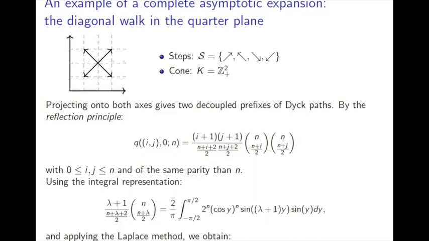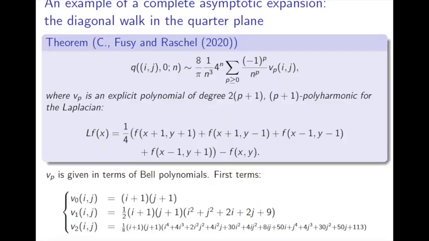Hence, a simple application of the reflection principle gives an exact count for the number of n-length excursions, q_n(i,j;0), given by this formula. Now using an integral representation of the binomial coefficient and applying the Laplace method to this integral gives the following result. So q_n(i,j;0) admits the following expansion. Here V_p is a polynomial of degree 2p plus 2, which is polyharmonic of order p plus 1 for the Laplacian associated to the diagonal walk. So we have L to the power p plus 1 of V_p equal to 0.